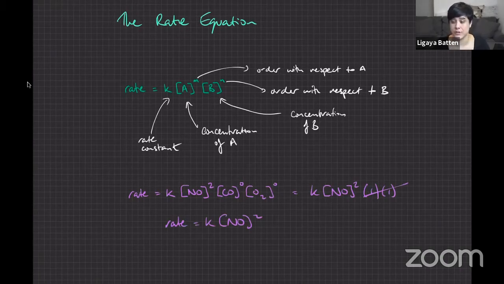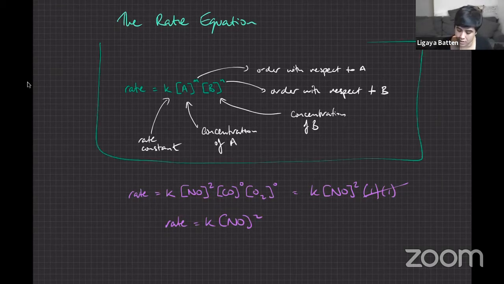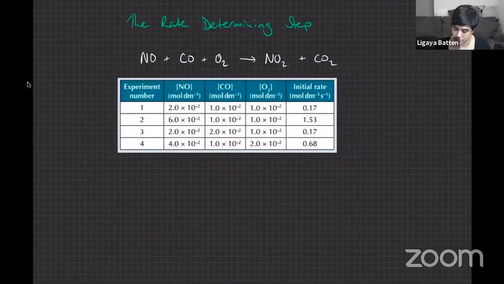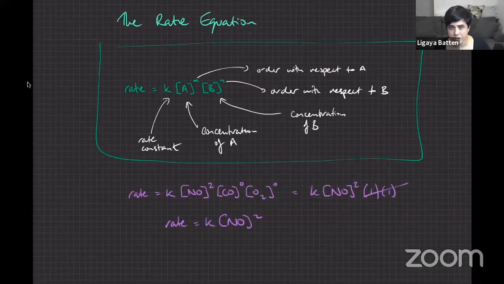Okay, and we can do this for any reaction. We just need to find out what the order of each of the reactants is, and then put their orders into this structure of the rate equation. Once you have the rate equation, you're normally going to use it either to calculate the rate if you're given K, or to calculate K, the rate constant, if you're given the rate.